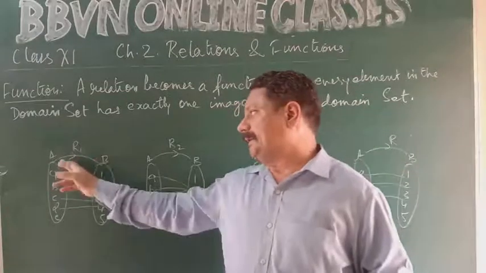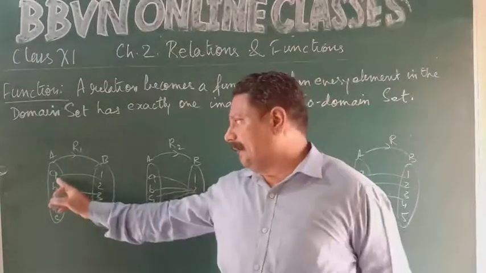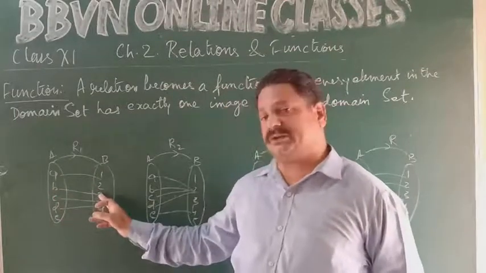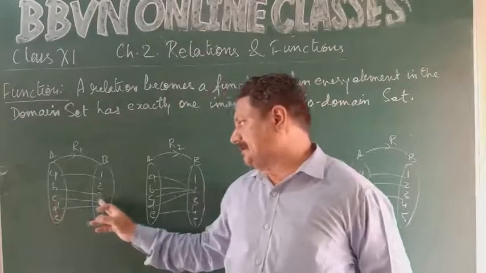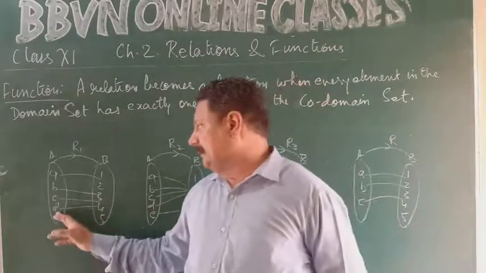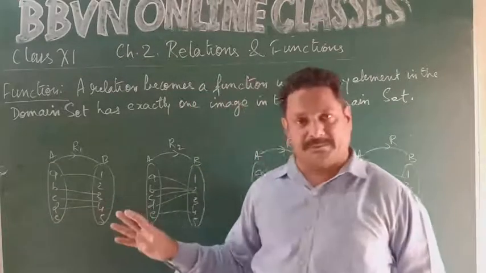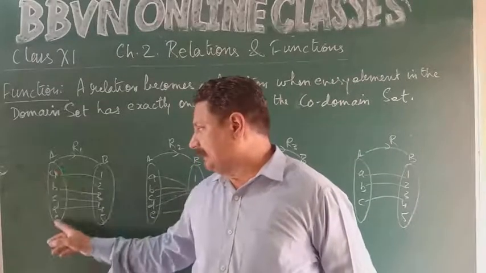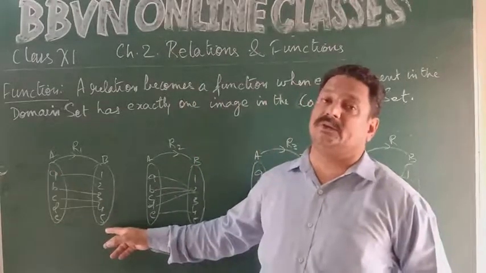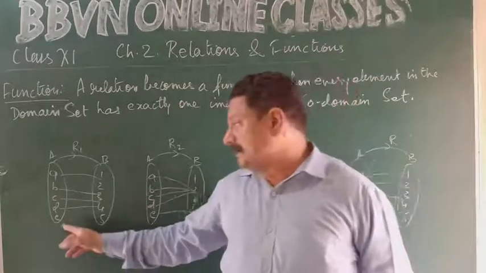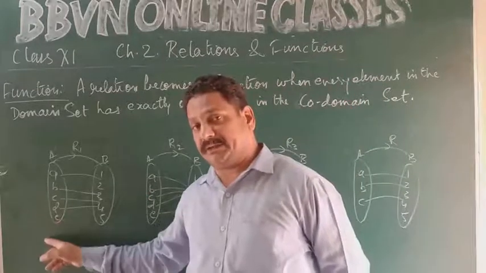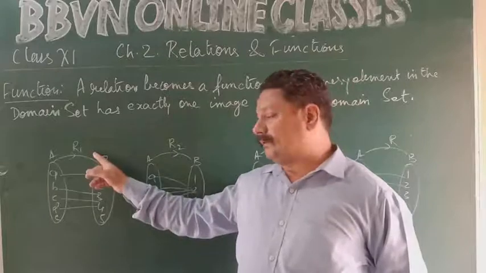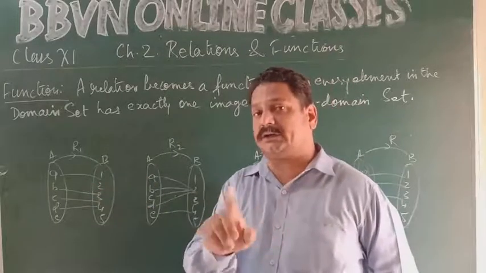Set A to set B, there is a relation R1. Element A has just one image 1. Element B has just one image 3. Element C has just one image 4. Element D has just one image 5. But there is an element E in the domain set which does not have any image in the codomain set. This is the codomain set. Since E, the element of the domain set, does not have any image in the codomain set, therefore R1 is a relation. It is not a function.